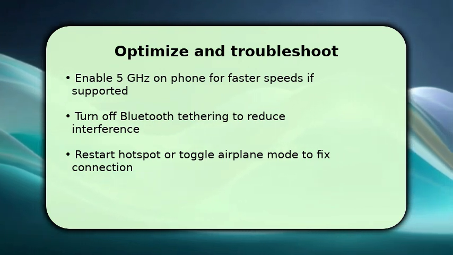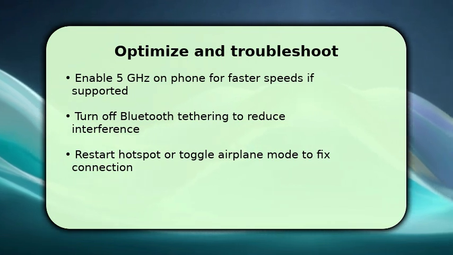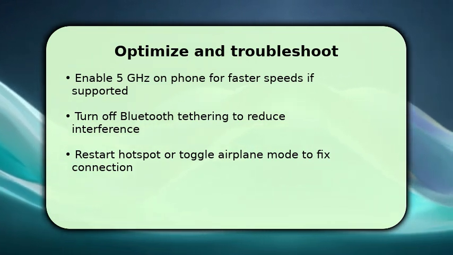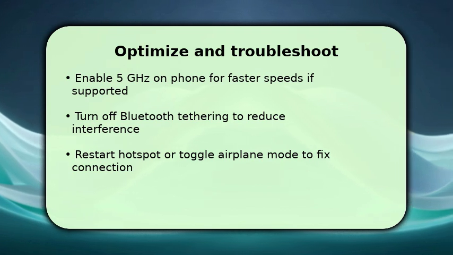If the PC can't connect, restart the phone's hotspot, forget the network on the PC and reconnect, or briefly toggle airplane mode on the phone. That simple reset resolves most glitches quickly.